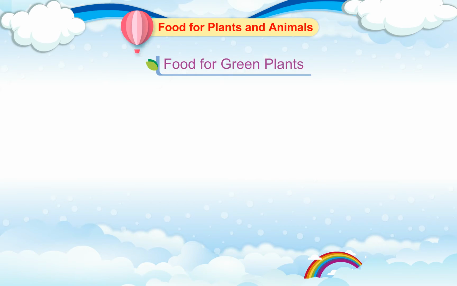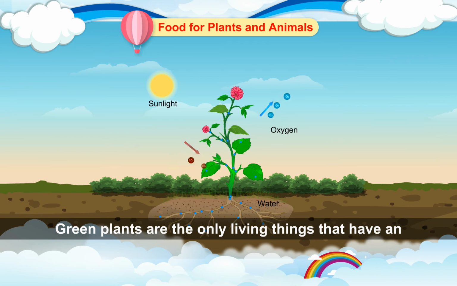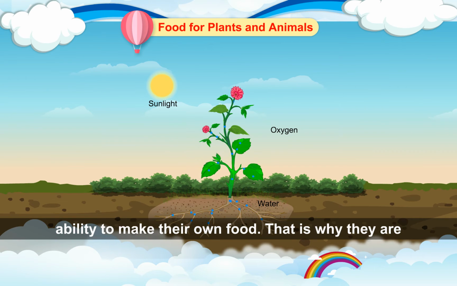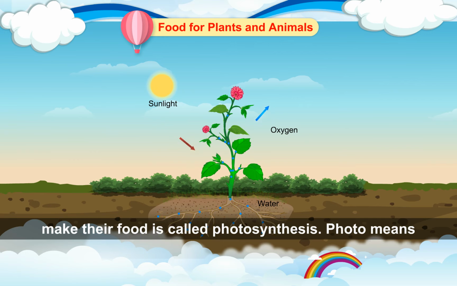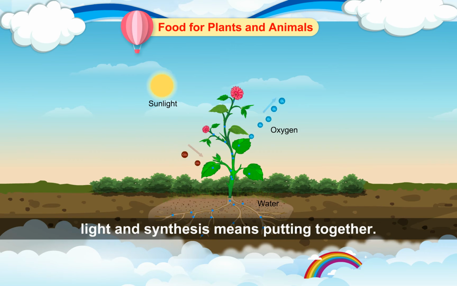Food for green plants. Green plants are the only living things that have an ability to make their own food. That is why they are called autotrophs. The process by which the green plants make their food is called photosynthesis. Photo means light and synthesis means putting together.